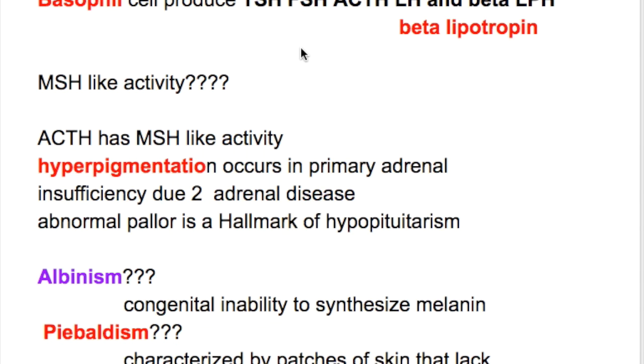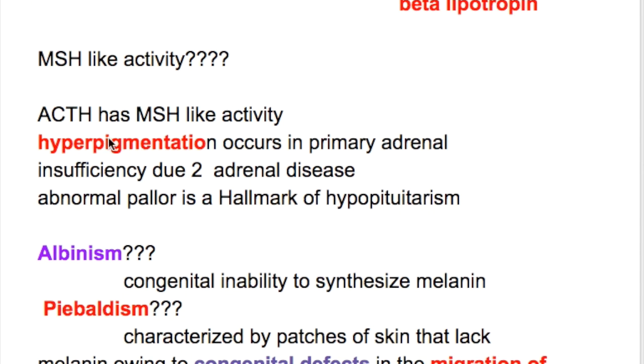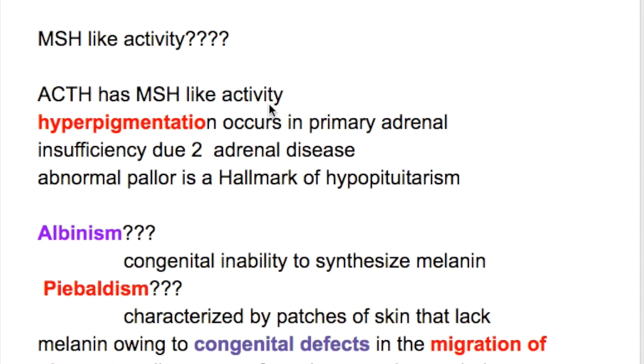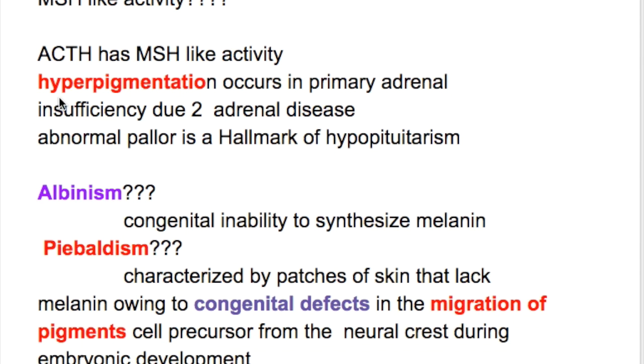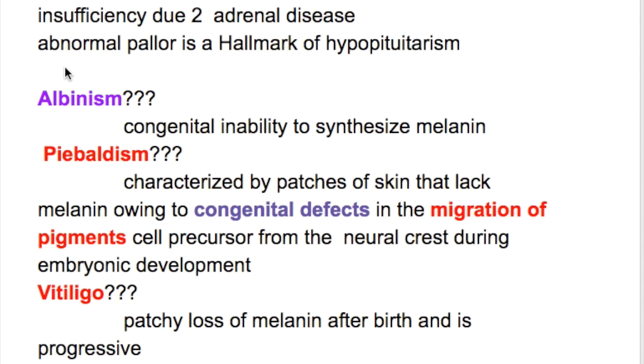Which other anterior pituitary hormone has MSH-like activity? ACTH has MSH-like activity. That is why hyperpigmentation occurs in primary adrenal insufficiency due to adrenal disease, because of excess production of ACTH. Whereas abnormal pallor is a hallmark of hypopituitarism because MSH and ACTH are not produced.